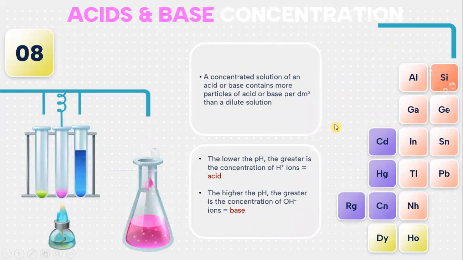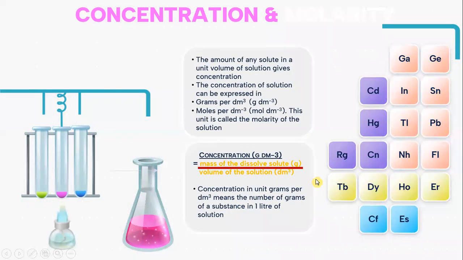Acid and base concentration. A concentrated solution of an acid or base contains more particles of acid or base per decimeter cubed than a dilute solution. The lower the pH, the greater the concentration of H positive ions, which is equivalent to acid. That means the solution is acidic. The higher the pH, the greater the concentration of OH negative ions, which is equivalent to base. How to measure the concentration, we will study later.